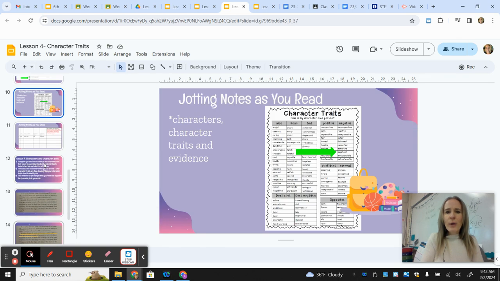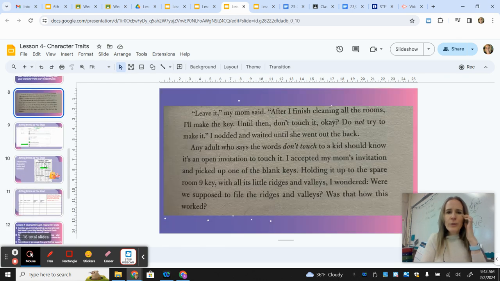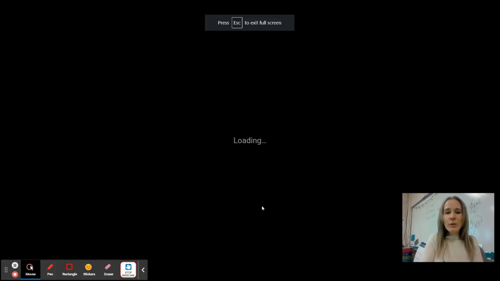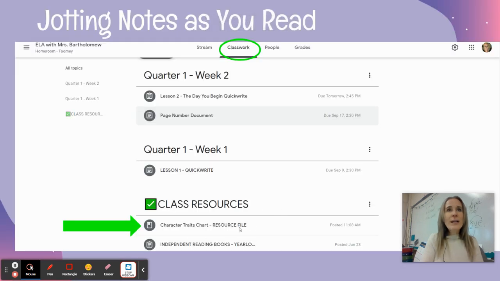So as you are going through your book, you might be reading a passage. You might see some evidence that shows a certain kind of character trait for your character. And just remember, under class resources, you're going to have that character traits resource file that you can always look up for some examples of character traits, or you can just do a Google search of a character traits chart just to get some more ideas.